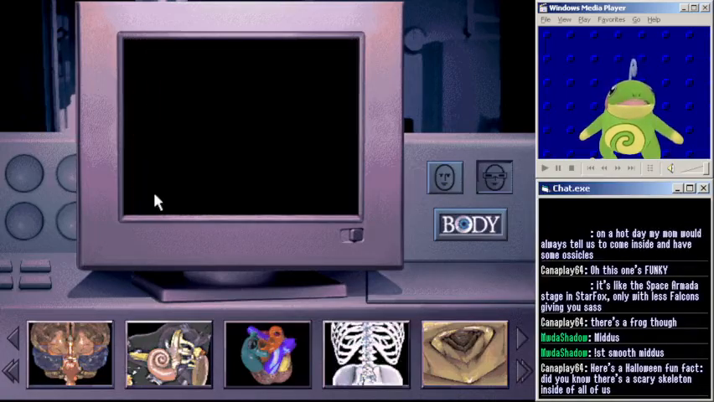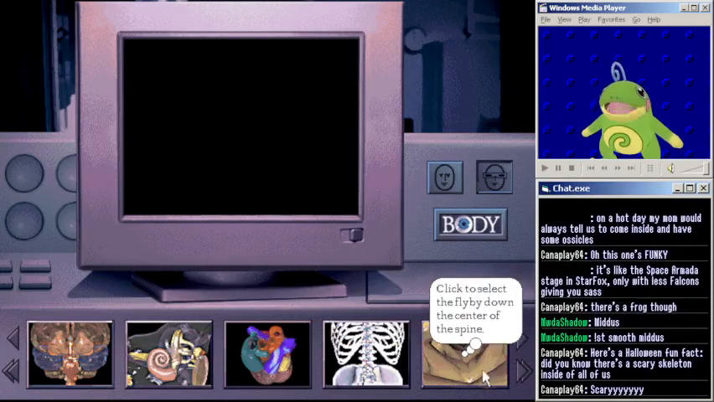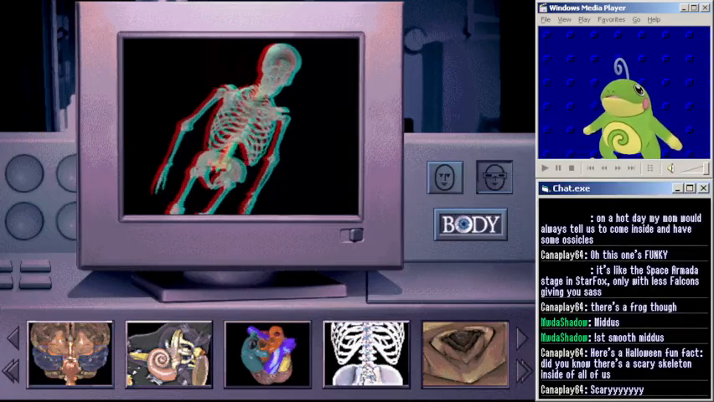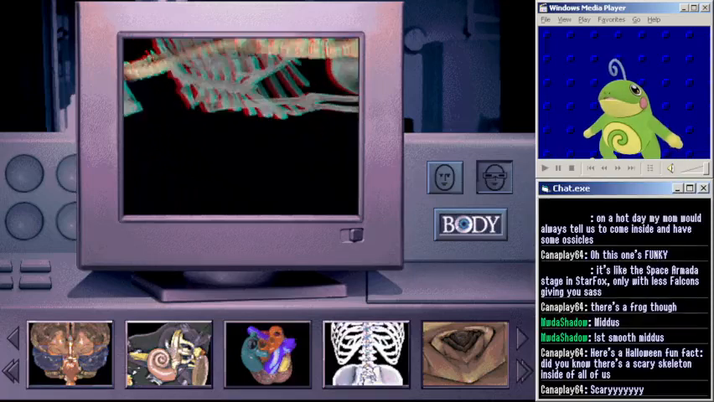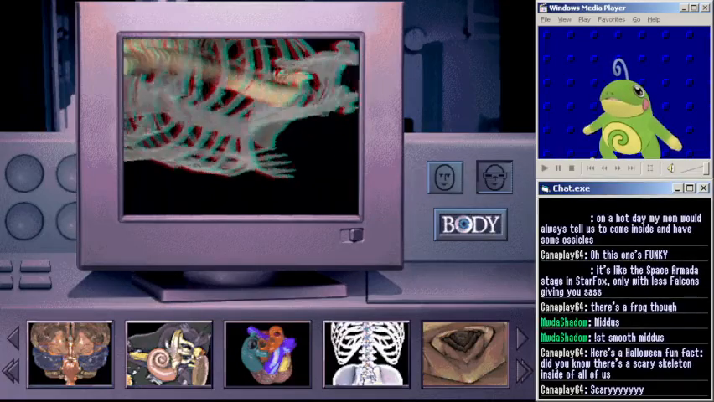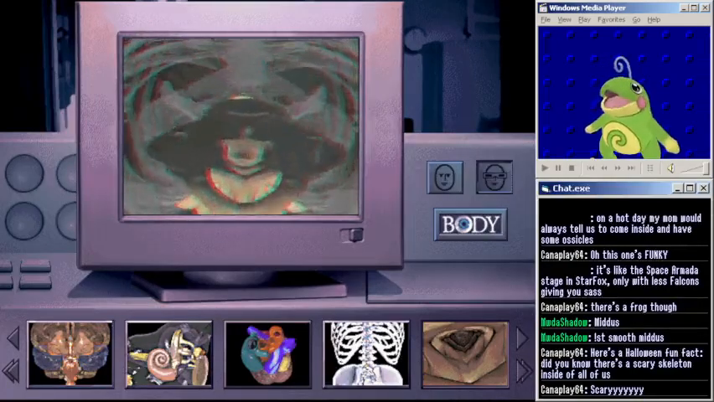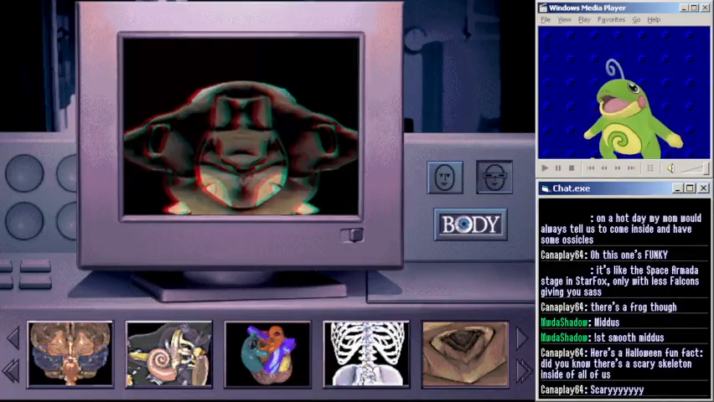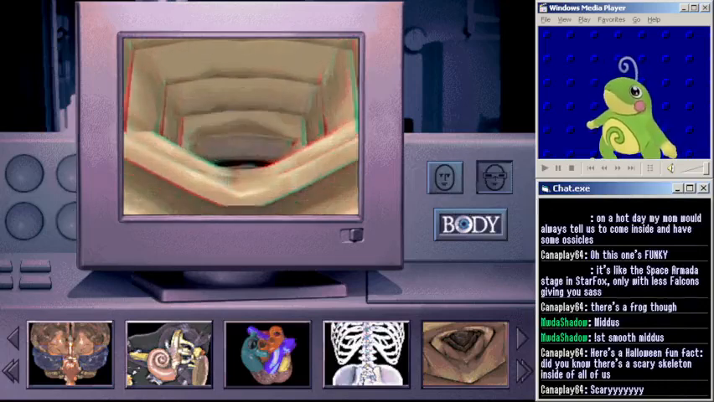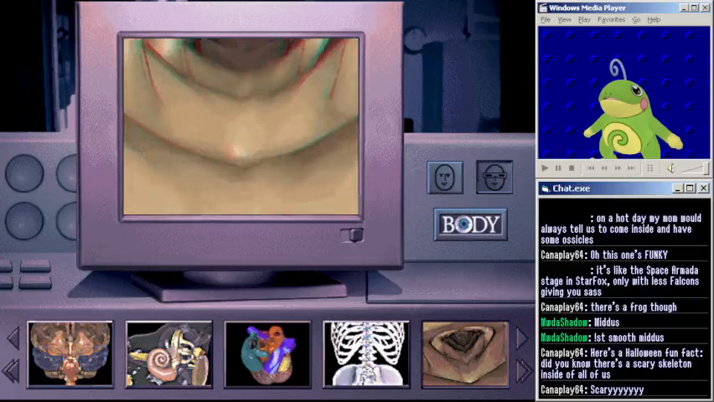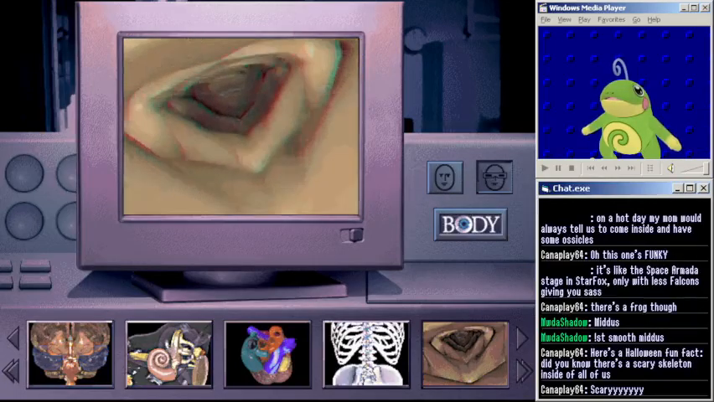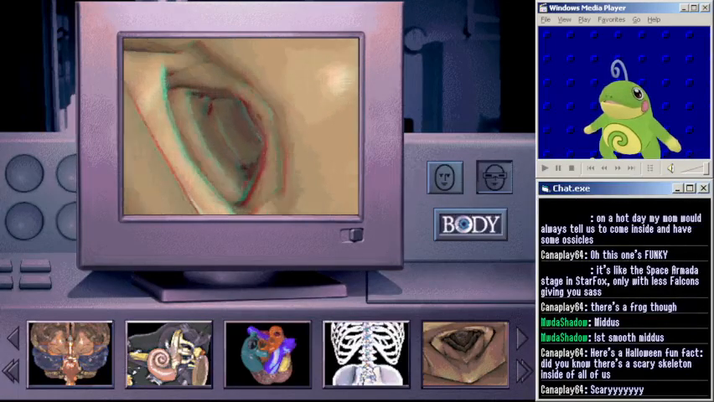What's my mouse cursor here? Okay. Oh, I know. Flying down the center of the spine. Cervical spine. Thoracic spine. Lumbar spine.